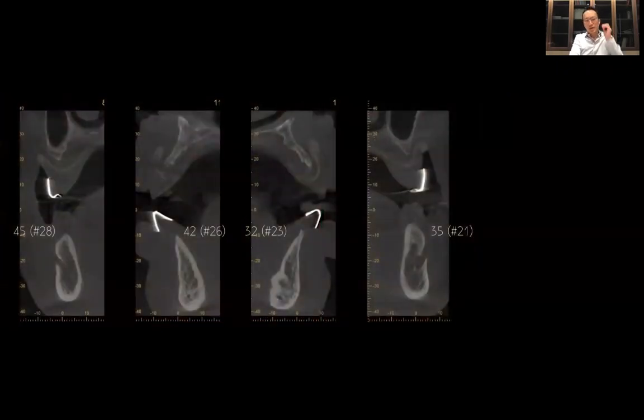And these were the CBCT scan images. And we can see for the maxilla in the anterior area, the bone is really very thin, only about 3 millimeters from the crest all the way to the apical area. And then for the posterior area, we can see that the bone is lacking in both height and width.